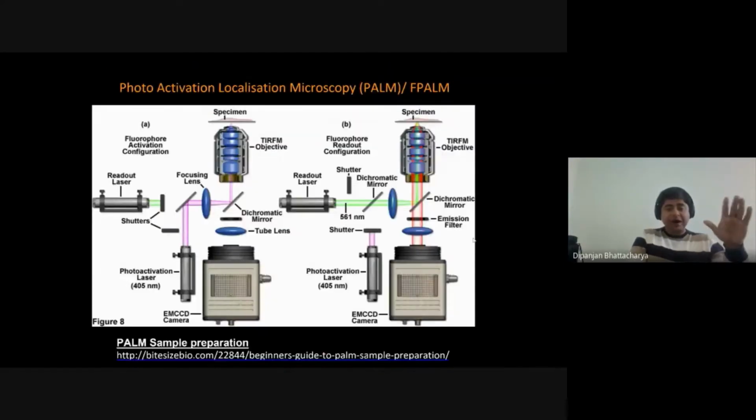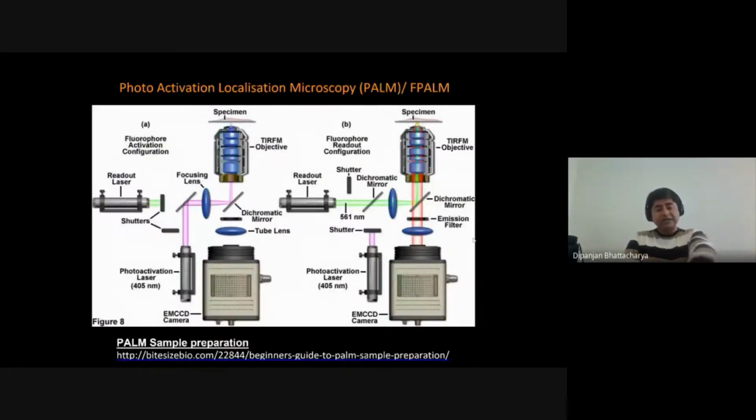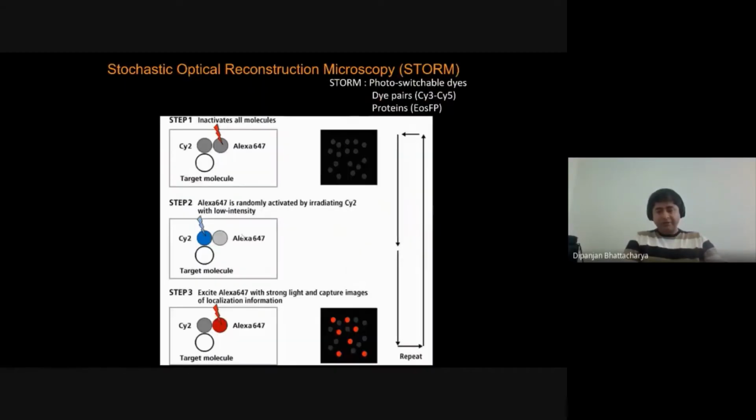But in a PALM, what you do is you have the photo activation laser like that, so this is the fluorescent laser and the photo activation laser, and using them simultaneously, you can get a high resolution imaging. And next is STORM, which is very similar, except there's more biochemistry involved.